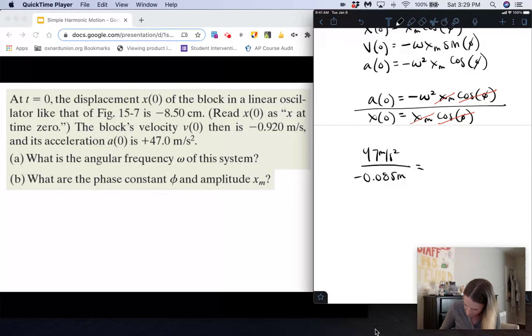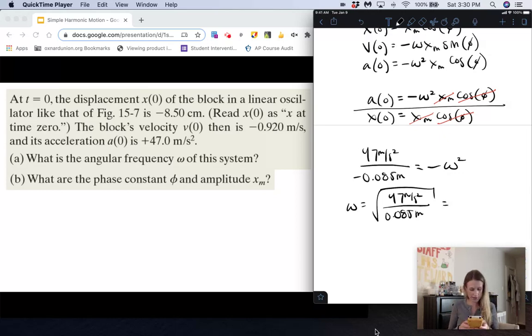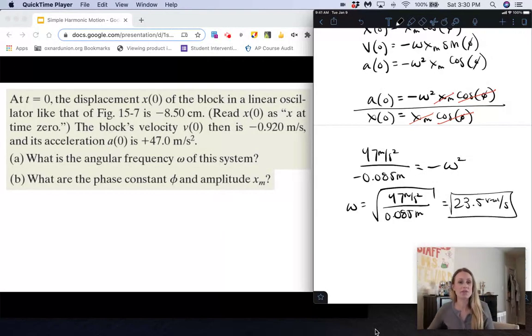And that is going to equal negative angular velocity squared. So negatives cancel out. We take the square root here. Angular velocity is going to be equal to the square root of 47 meters per second squared divided by 0.085 meters. So we get 47 divided by 0.085, and then take the square root of that, and we get that the angular velocity is 23.5 radians per second. All right, so that is letter A.